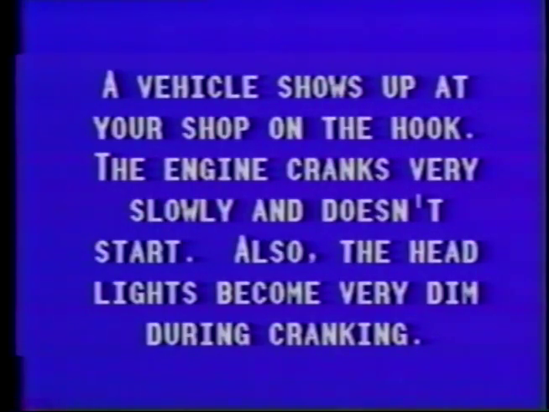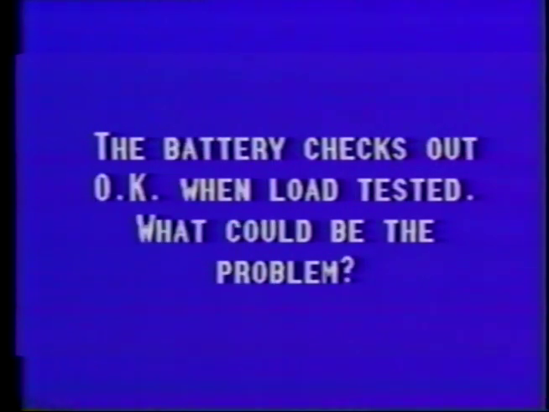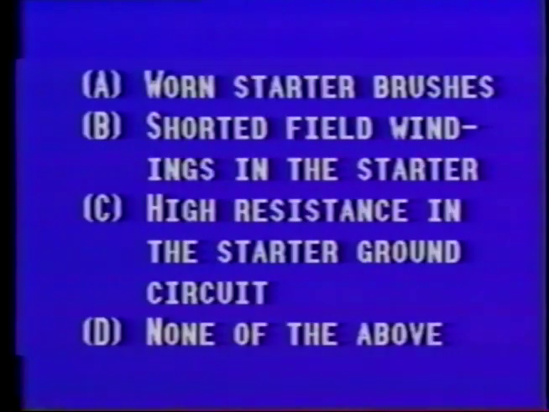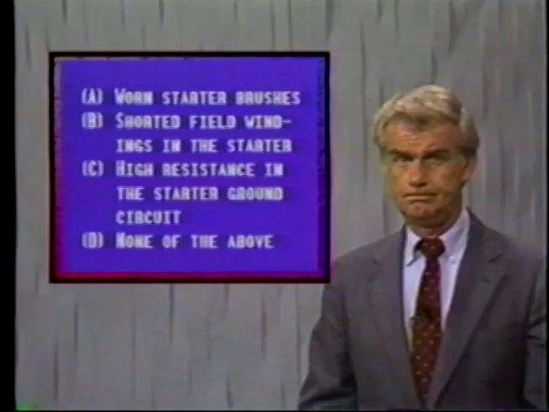A vehicle shows up at your shop on the hook. The engine cranks very slowly and doesn't start. Also, the headlights become very dim during cranking. The battery checks out okay when load tested. What could be the problem? A. Worn starter brushes. B. Shorted field windings in the starter. C. High resistance in the starter ground circuit. D. None of the above.